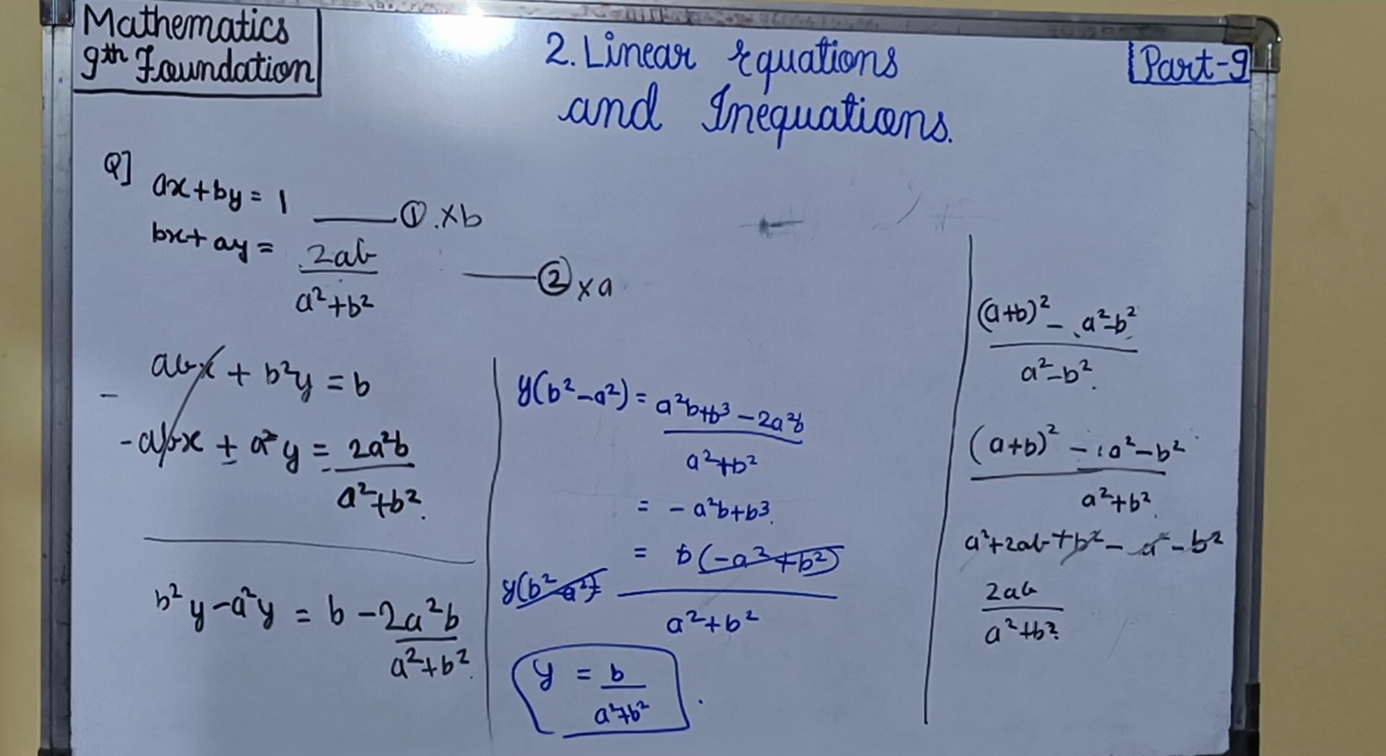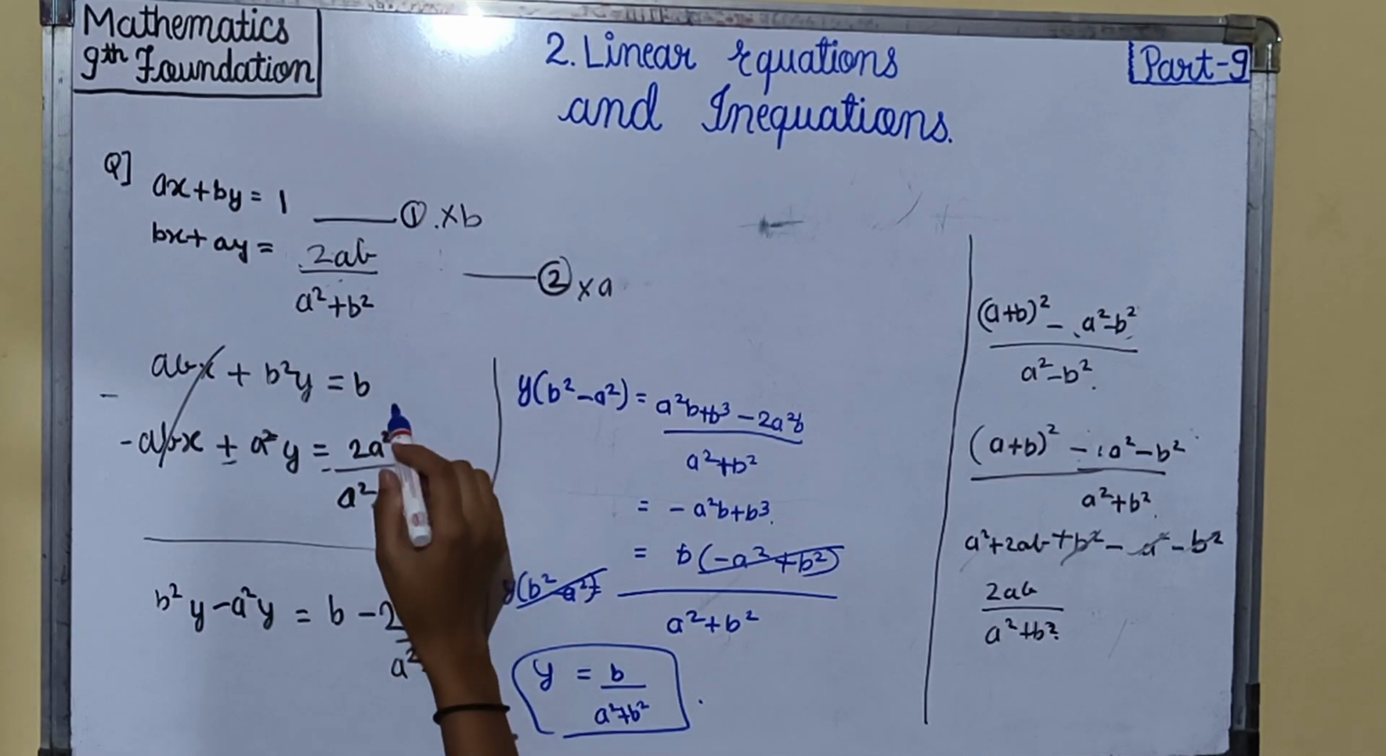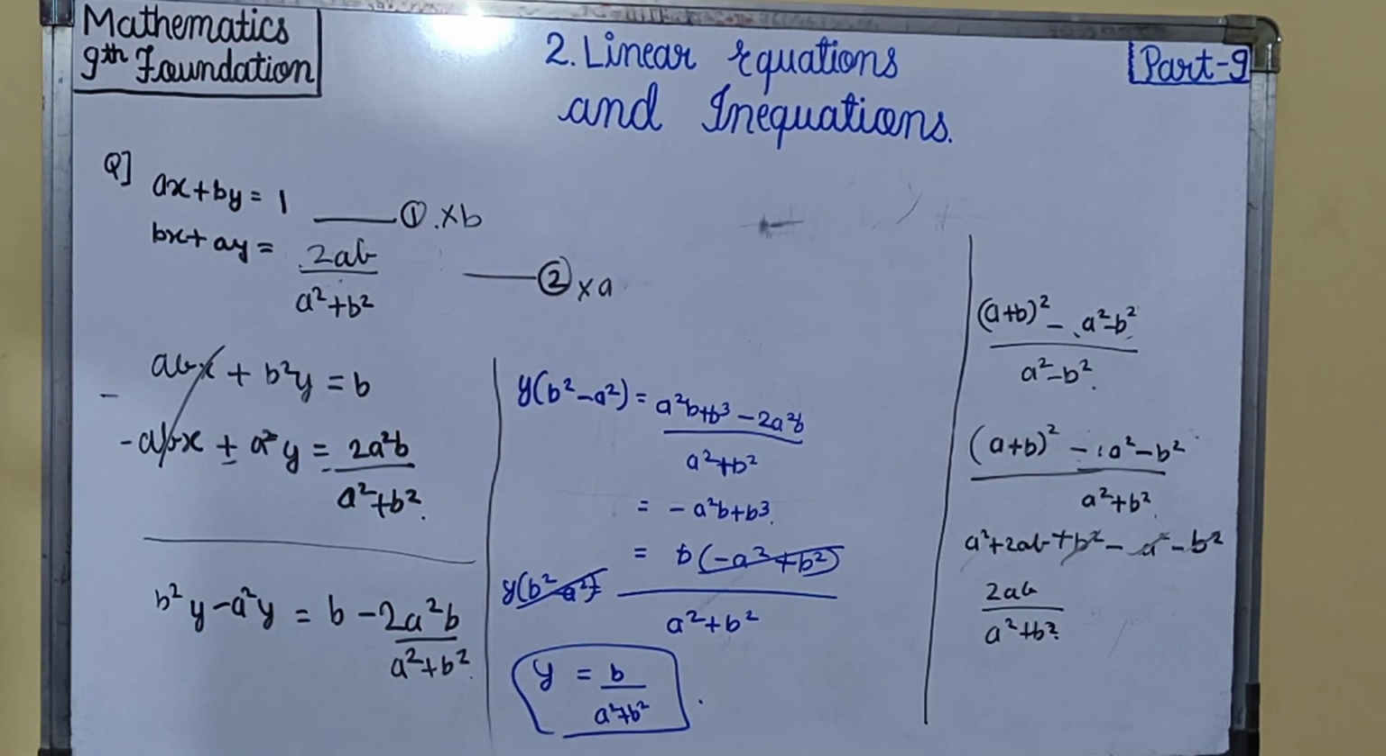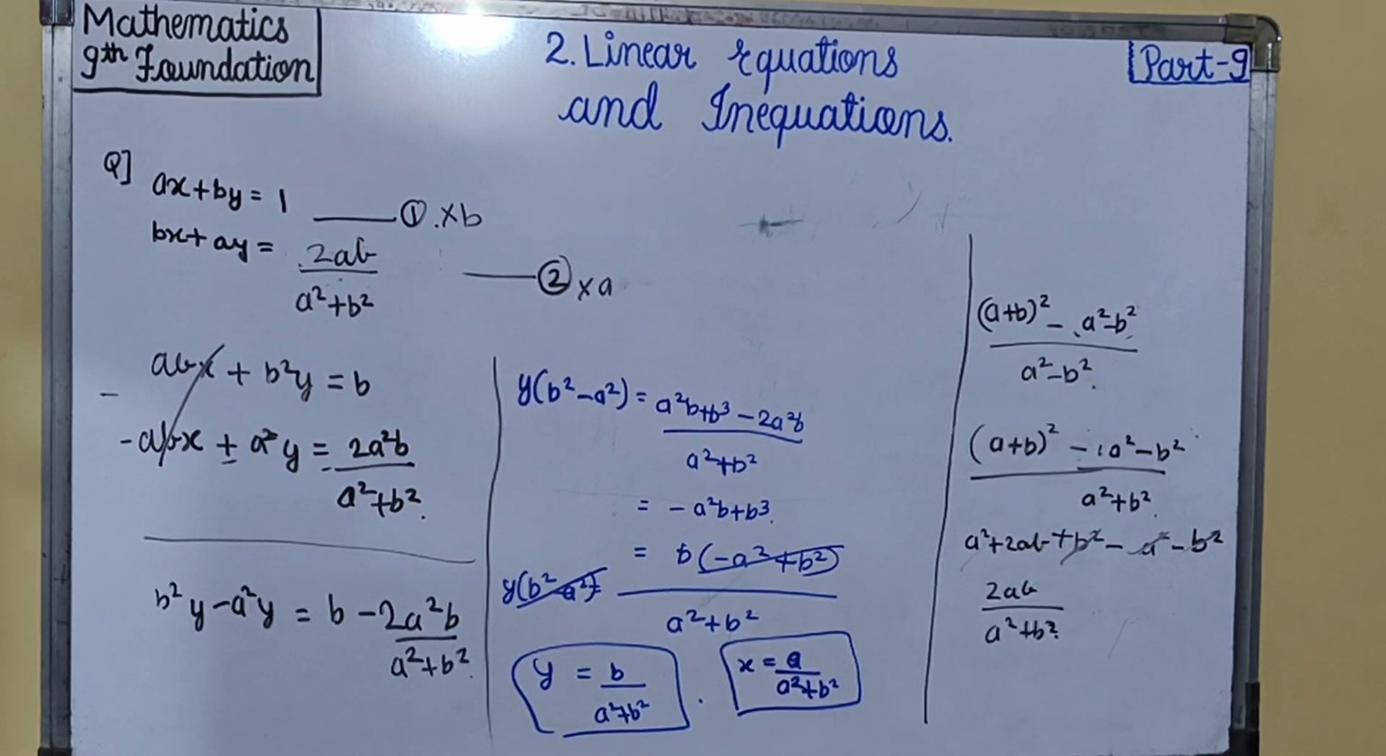Then the value of x: we take a multiplied by x plus b into y, where the value of y is this, equal to 1. By substituting, we'll get the answer of x also, that would be a upon a square plus b square. So this is the answer. I hope you've understood this question.